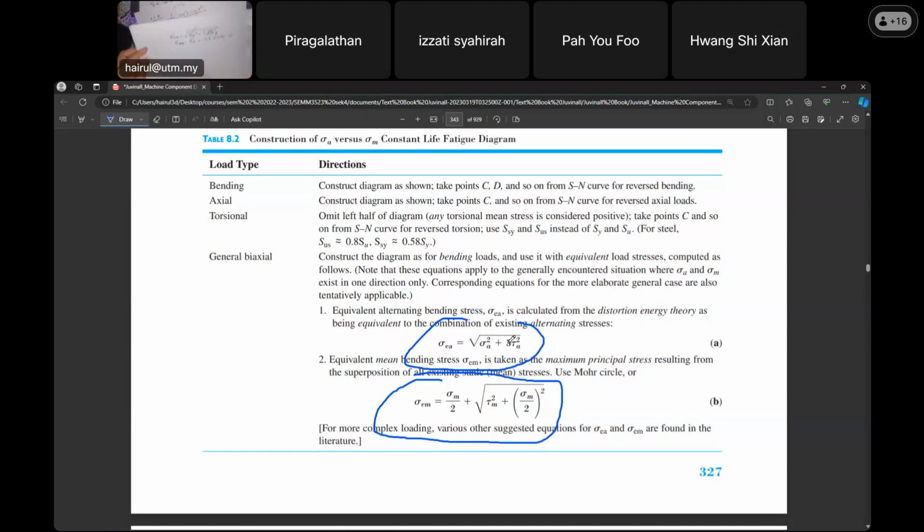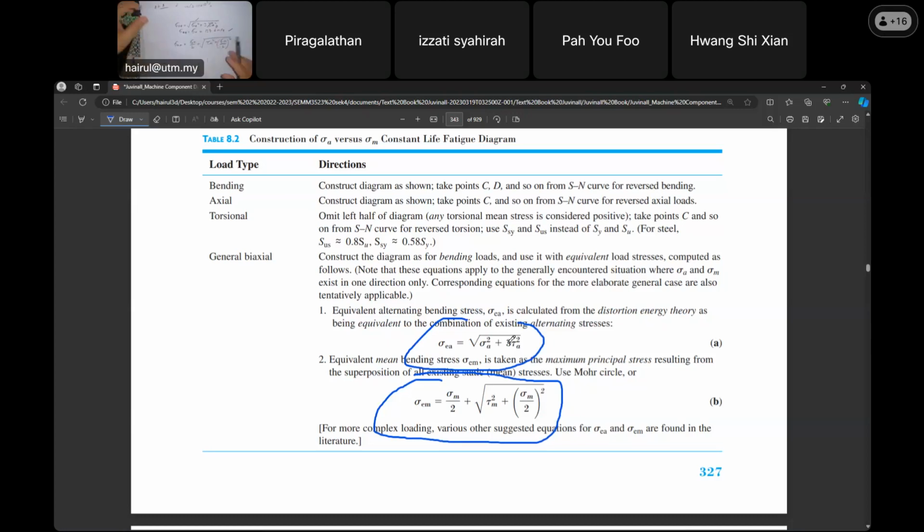Now sigma equivalent mean. Earlier I mentioned that we want to find the mean and also the alternate. For sigma equivalent mean, the equation given in the textbook, you must take note and highlight: sigma mean over 2 plus the square root of tau mean squared plus sigma mean over 2 squared. So this is the equation, and we just substitute. Sigma is always for bending, and in our case we only have bending stress. We don't have axial stress.